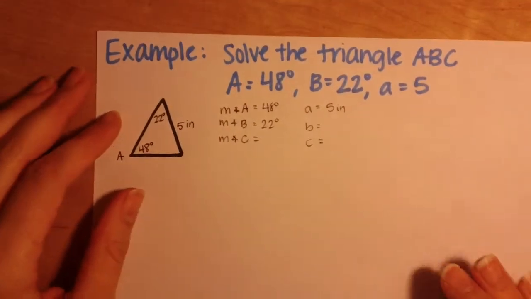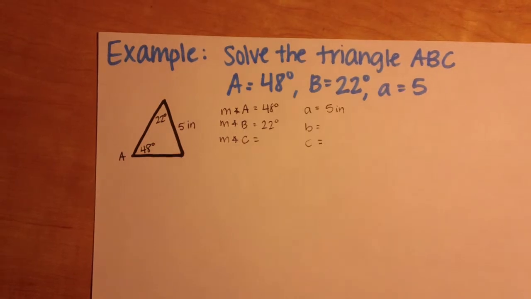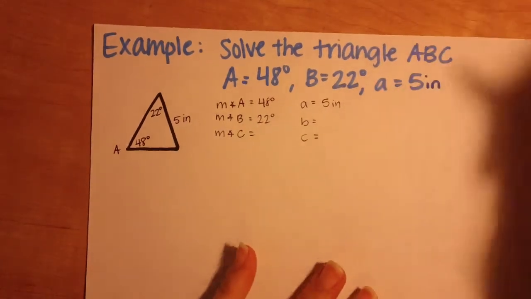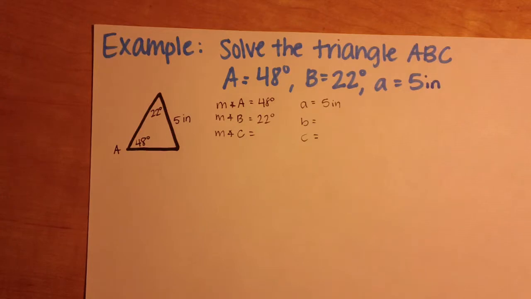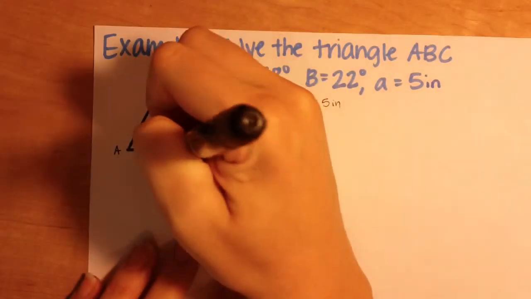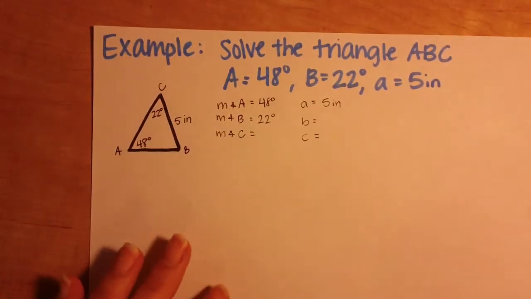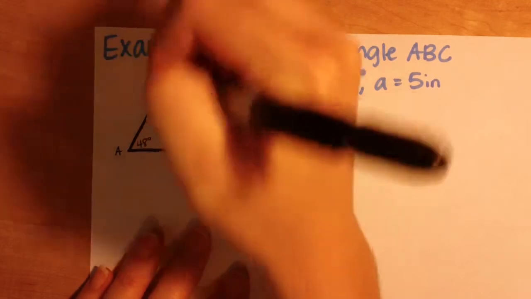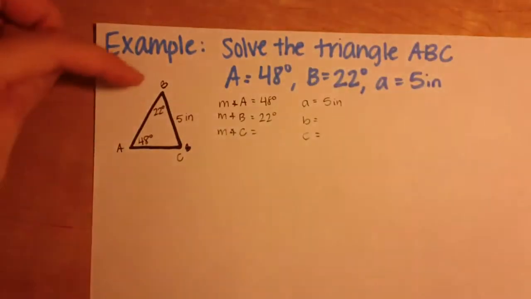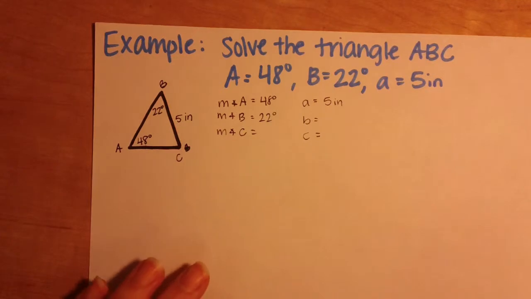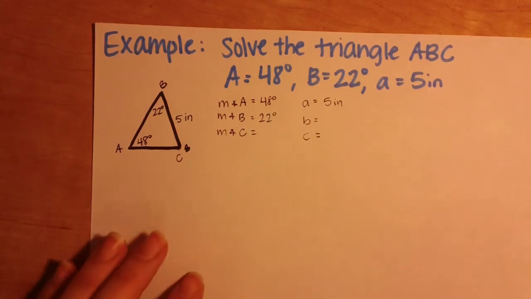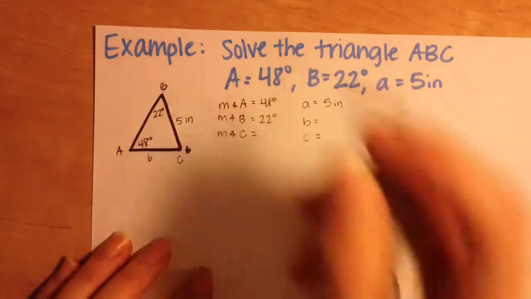So first we have an example. It says, solve the triangle ABC, where A is 48 degrees, B is 22 degrees, and a equals 5, and we can call that 5 inches. I went ahead and set up the triangle with A, B and C. So angle B is 22 degrees, angle A is 48 degrees, and we can use our law of sines to solve for this side b.